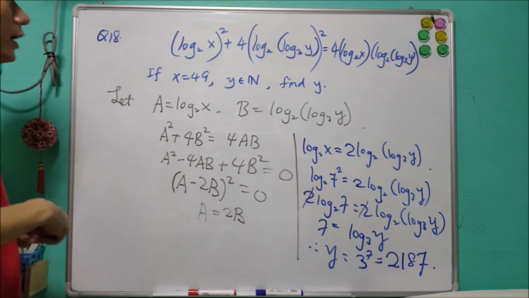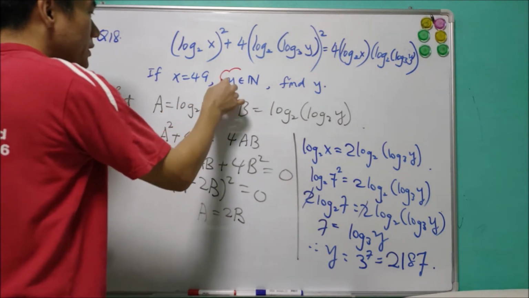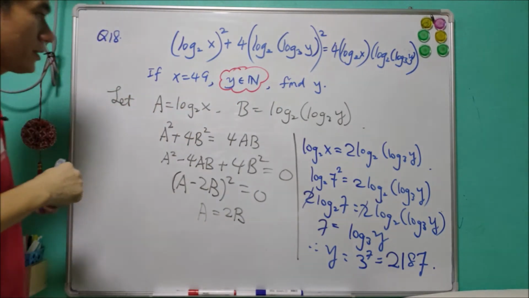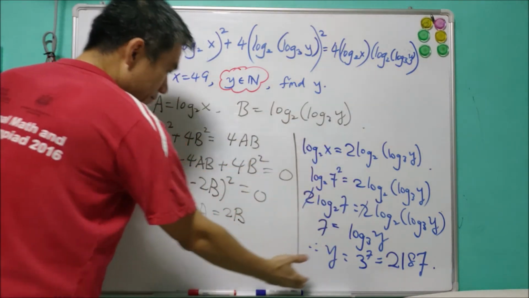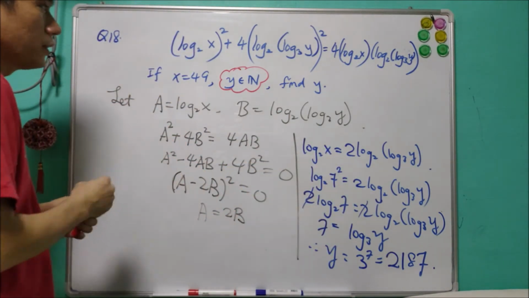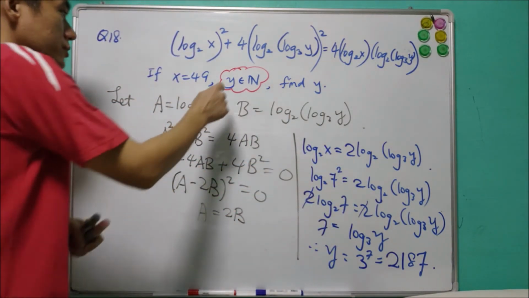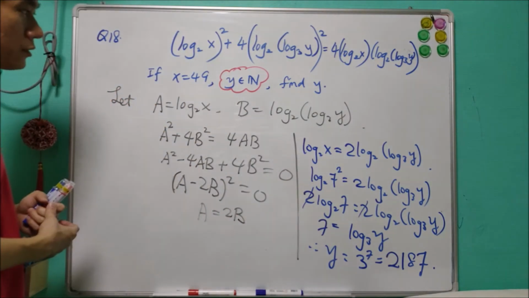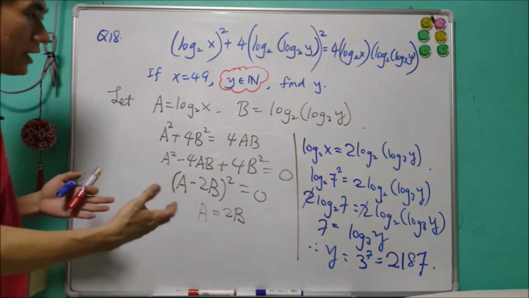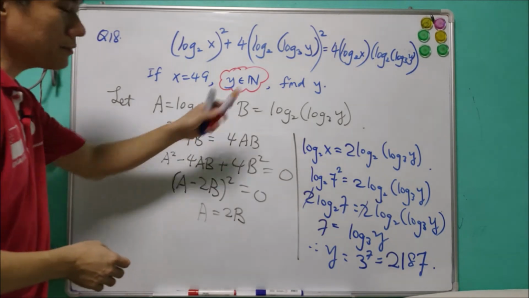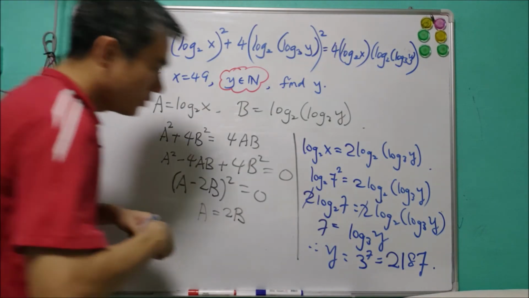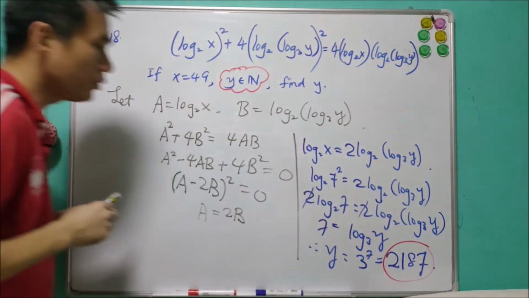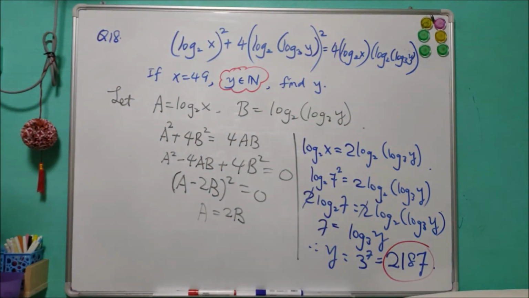Maybe some of you will ask, why do we need to have this condition? Is there any of these parts where we need to make a choice and use the condition that y is an integer? Right now, we do not have to use that y is a positive integer to make any choice at all. Think about that and write in the comment. Now we confirm that 2187 is the answer for question 18.